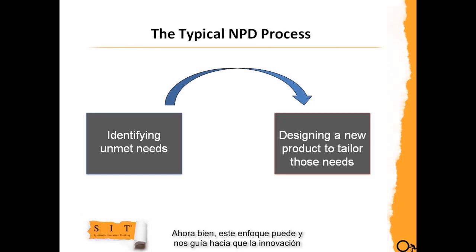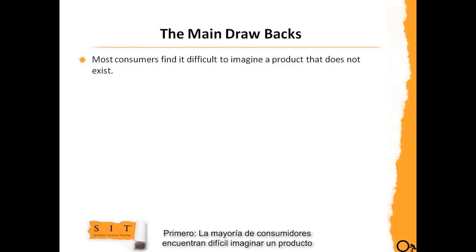Now, while this approach can and does lead to innovation, it has a number of marked drawbacks when the anticipated outcome is innovation and competitive advantage. First, most consumers find it difficult to imagine a product that does not exist, like in Henry Ford's example. Frequently, they find difficulty even in expressing a need, particularly when dealing with consumer goods and products that do not satisfy a fundamental need. Think, for example, how many consumers, before the invention of the Walkman, felt the need to stroll around with a small tape player attached to their belts.